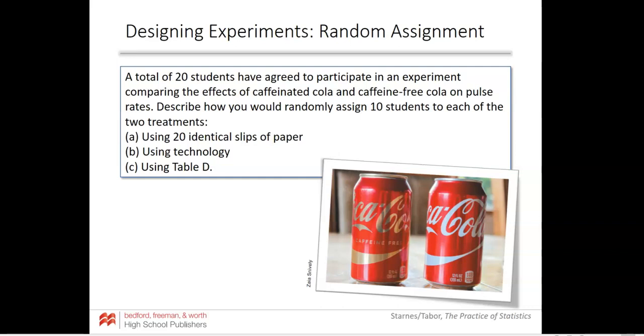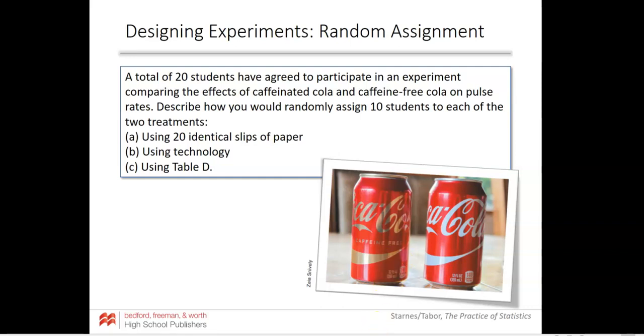The first one is the most basic, but it's pretty good. If you had 20 slips of paper, you would put the 20 student names or experimental unit names on those pieces of paper, maybe put them in a hat, shake the hat to randomize. It's an important point to mention. Grab out 10 of the names from the hat. Everyone has an equal chance of being selected, and you have randomly assigned 10 people to drink the caffeinated soda, and then the other half have been randomly assigned to drink the non-caffeinated soda.